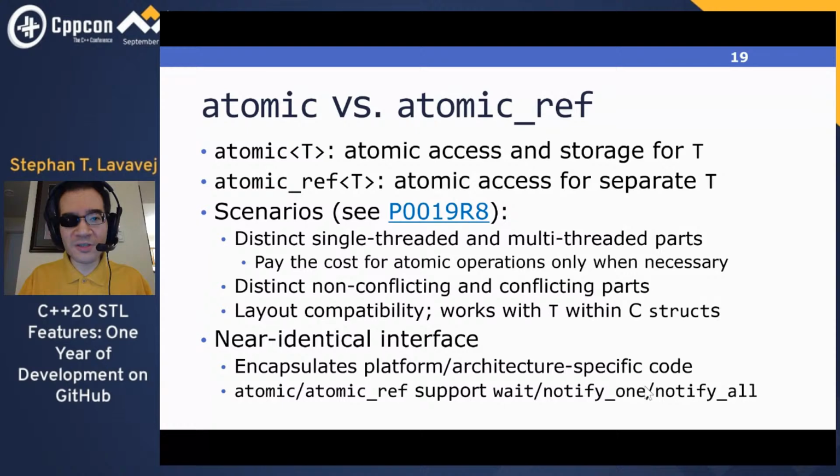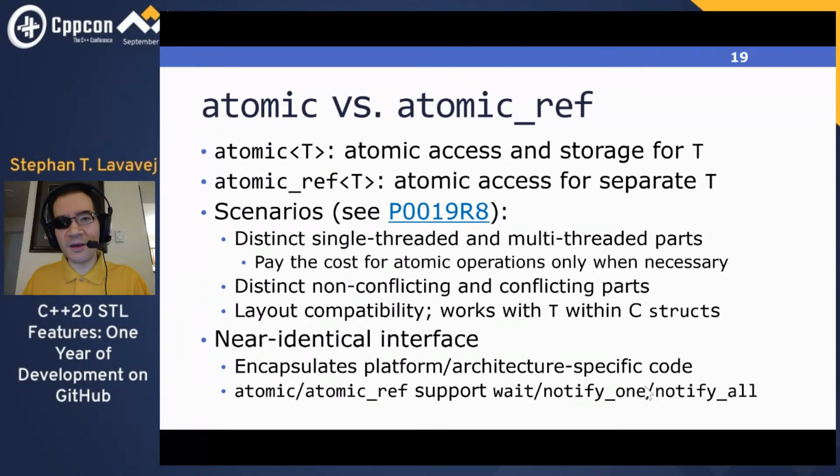So the paper that proposed the feature, P0019R8, explains a couple scenarios, and my coworker Billy O'Neal explained another one to me. Those are listed here. So the reasons why you might want to use this: imagine that you have a program with a couple parts that occur separately in time. So at first, your program operates on some data structure in a single-threaded way. A common theme is like, I've got to initialize it, or I'm going to load it from disk or something. And then later, you have another part of the program that operates on it in a multi-threaded, highly concurrent way. So if you make the whole thing atomic, you would be paying unnecessary costs.